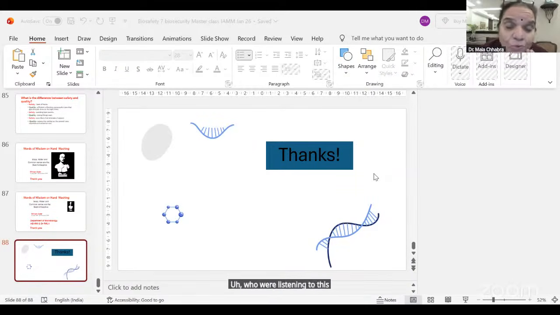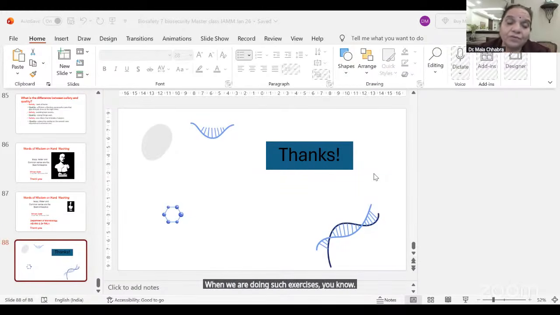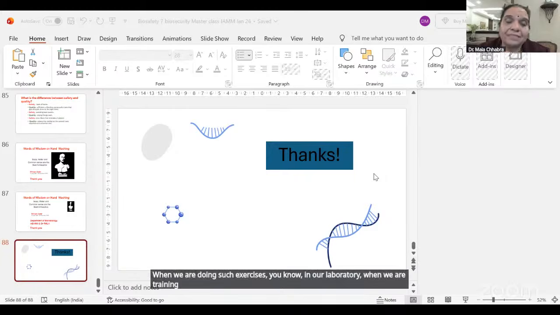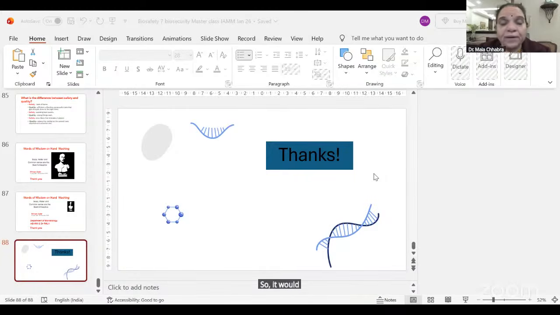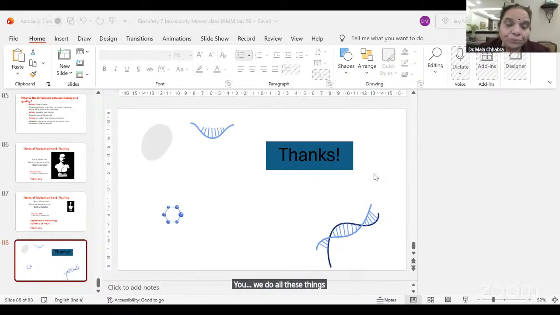This is like 2.5 days of work that we've compressed into 1 hour 10 minutes. I tried to touch all aspects, but definitely, if you do it over a longer period, then we can explain things better. We do risk assessments when we are doing such exercises in our laboratory, when we are training people in this. So it would be fun if some of you can come and join us when we are doing these trainings. We do all these things practically and show you.